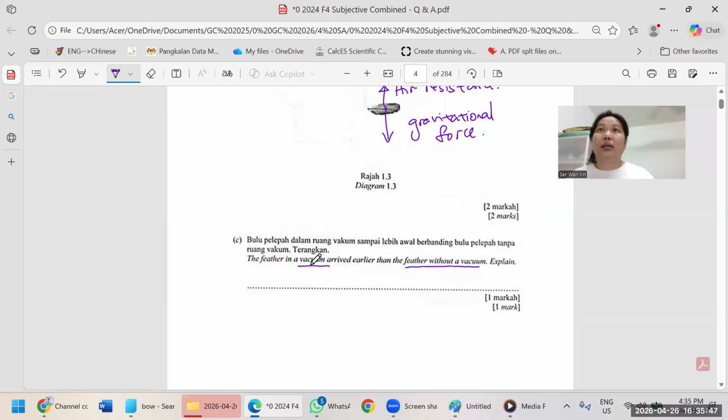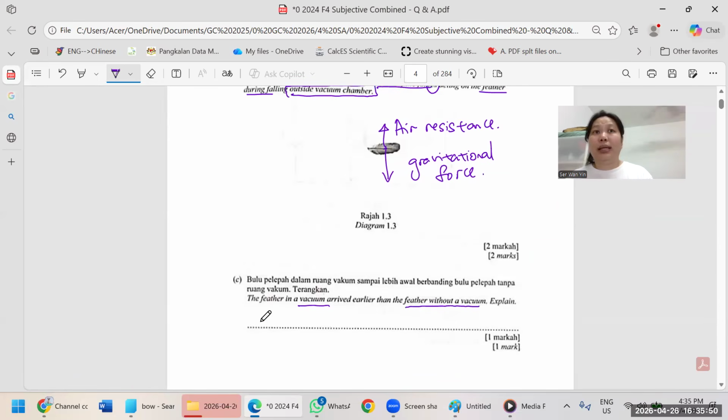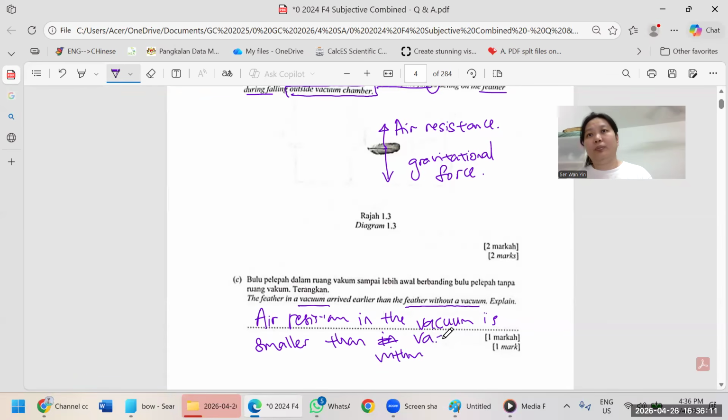Why? Because air. So now we know already. Air resistance in the vacuum is smaller than without vacuum. When they mention in vacuum, please mention in vacuum first.